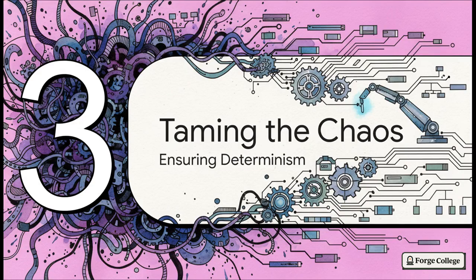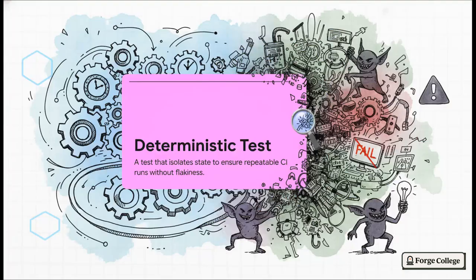Okay, Section 3, taming the chaos, or as I like to call it, enforcing determinism. Let's define this clearly so we are totally on the same page. A deterministic test is simply one that produces the exact same outcome every single time you run it, completely free of any environmental flakiness. If you have non-deterministic bugs, those little gremlins in the machine that somehow pass on Tuesday but inexplicably fail on Wednesday, your CI pipeline is just going to become a nightmare of false failures. And frankly, your team is going to start ignoring the alerts altogether.